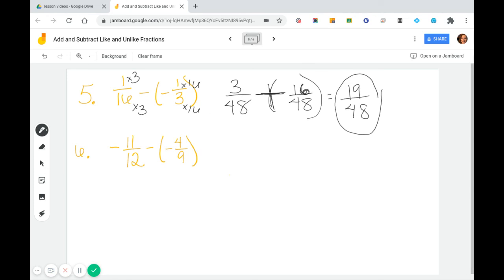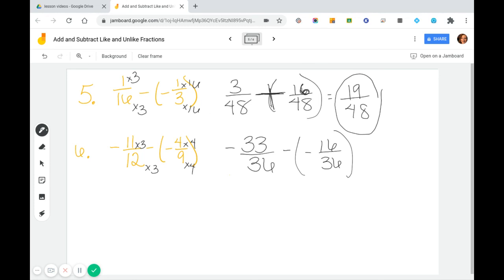So I'm going to rewrite both of these with 36 on the bottom. Okay. So 12 times 3 to get to 36, right? So then I'm going to take 11 times 3. And I get 33. Don't forget that negative sign. 9 times 4 to get 36. 4 times 4 is 16. Again, don't forget that negative sign.